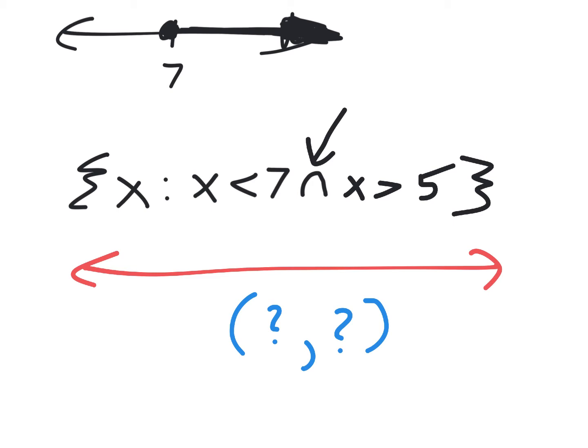Brackets mean that it touches that number, and parentheses means that you don't touch the number. Like that 5. Do we touch the 5? No, because it says it's bigger than 5. So it's not equal to 5, it's bigger than 5. So you don't touch the 5.